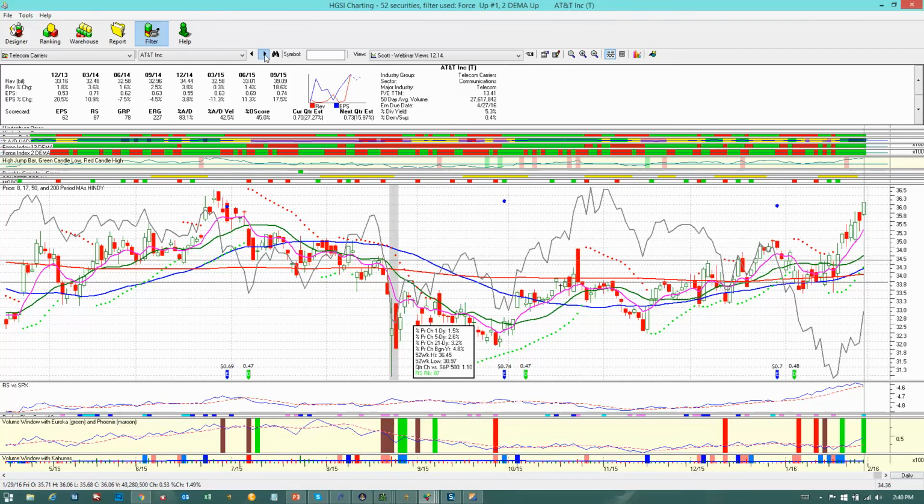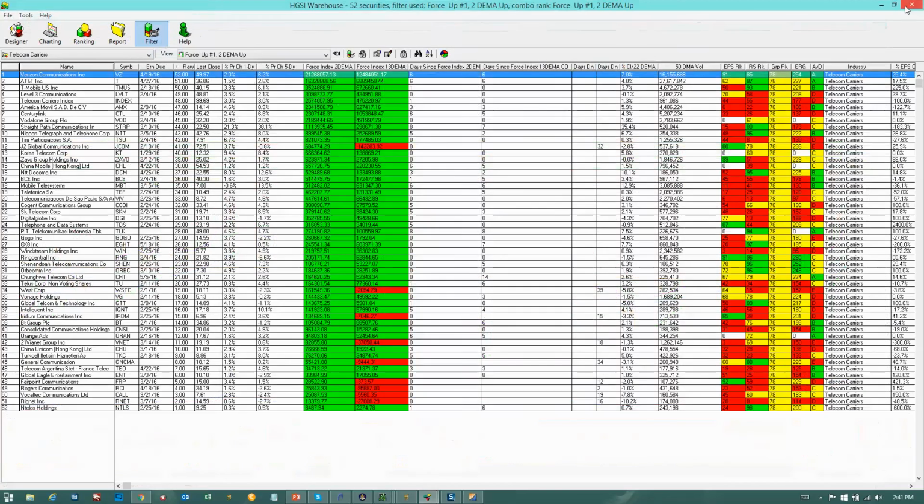safe widow stock. AT&T, same story, trying to break out to a multi-month high. All green, pays a 5.3% dividend. So that might be a place to play.